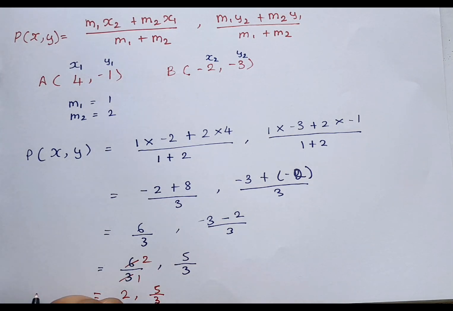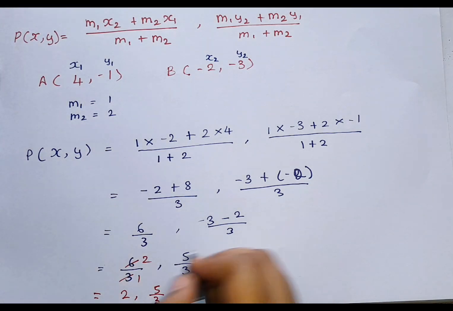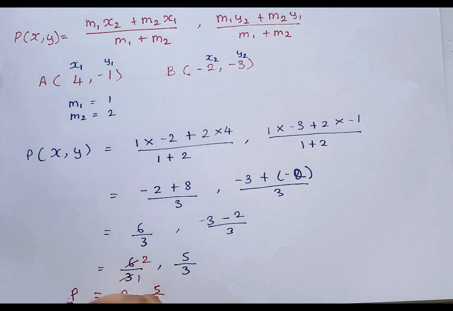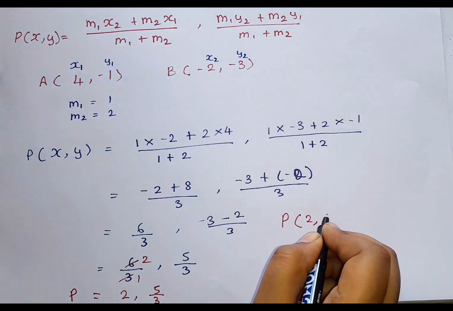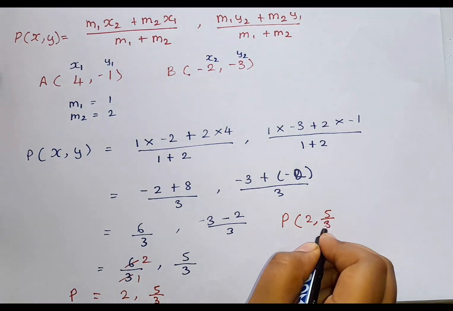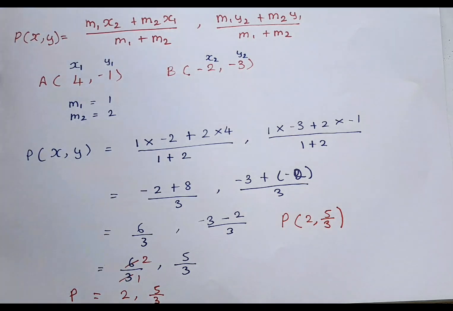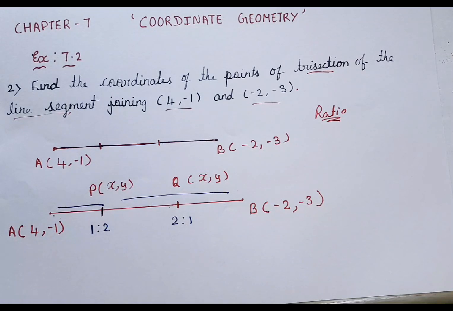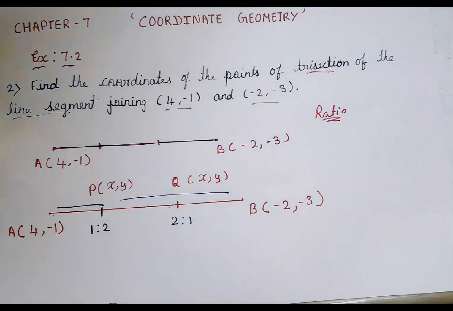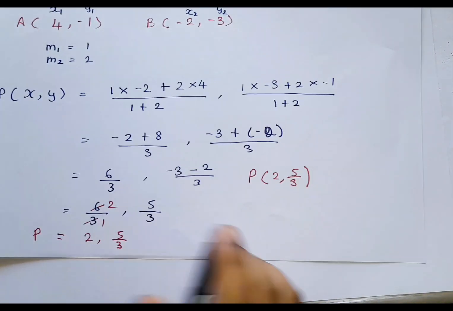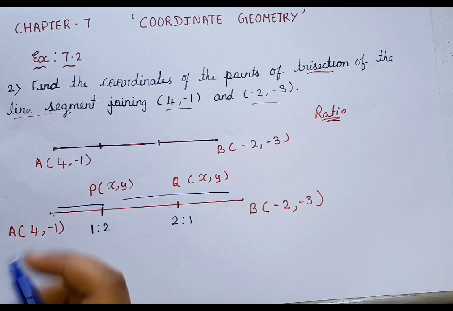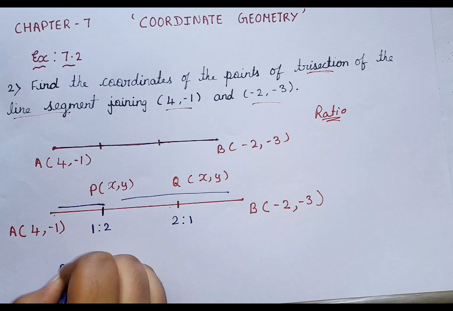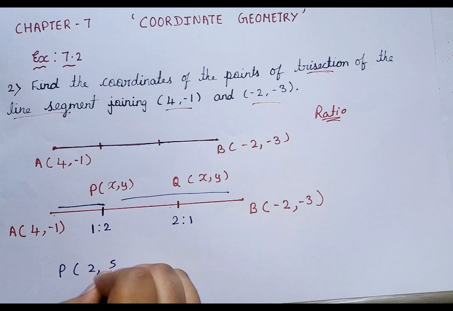So this is going to be our P coordinates. P coordinate is 2 comma 5 by 3. So this is our answer. Since we found the P coordinates, that is 2 comma 5 by 3, I'll just write it here. P coordinate we just found as 2 comma 5 by 3.